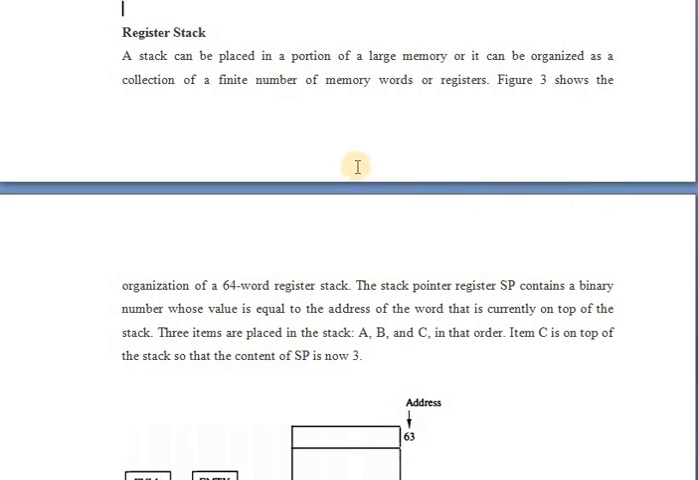So a register stack can be placed in a portion of a large memory, or it can be organized as a collection of a finite number of memory words or registers. This diagram shows a 64 word register stack. The stack pointer register SP contains a binary number whose value is equal to the address of the word that is currently on the top of the stack.